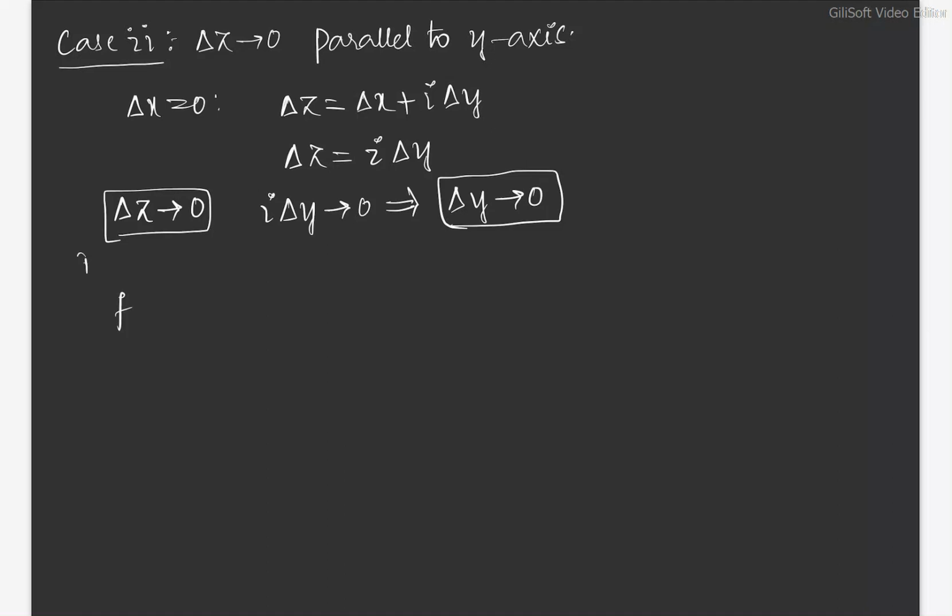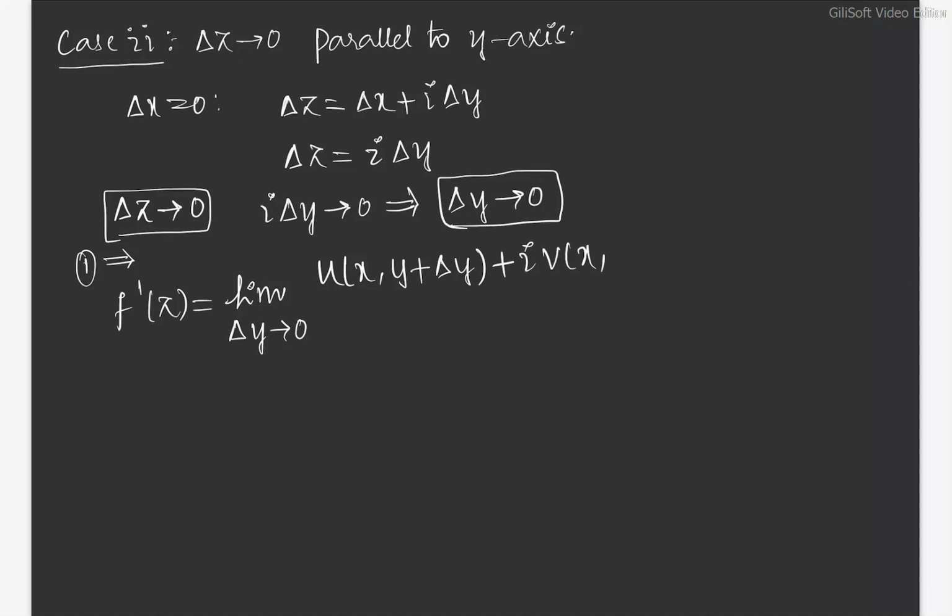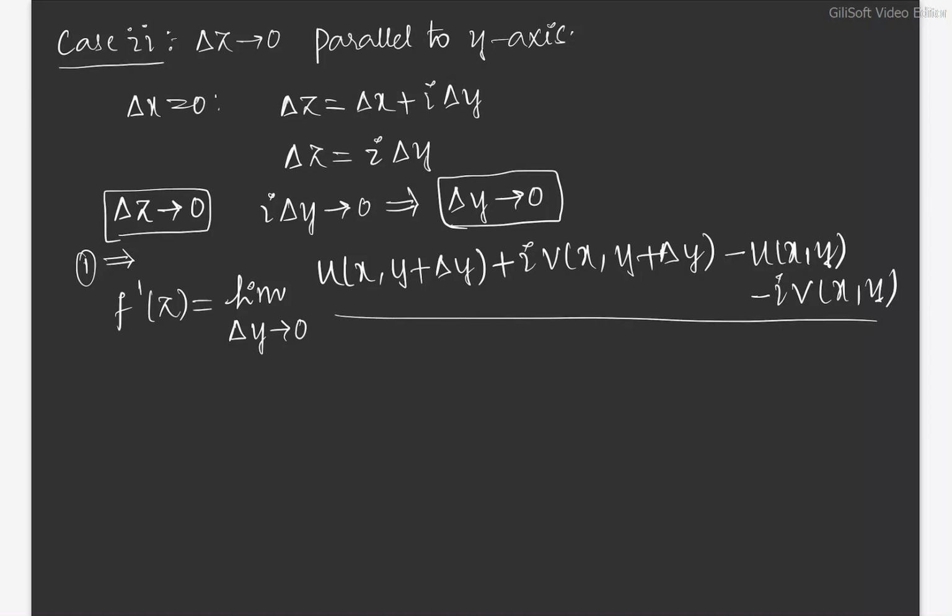Therefore, equation 1 takes the form f dash of z equals limit delta z approaches 0, which can be replaced as delta y approaches 0, u of x comma y plus delta y plus i times v of x comma y plus delta y minus u of x comma y minus i times v of x comma y, whole divided by i delta y.